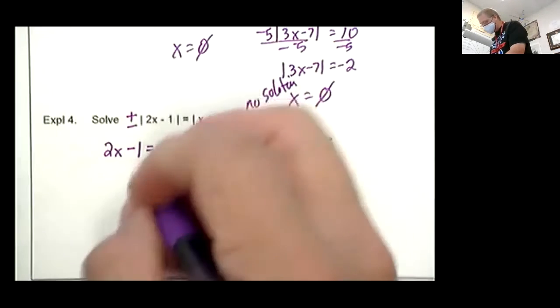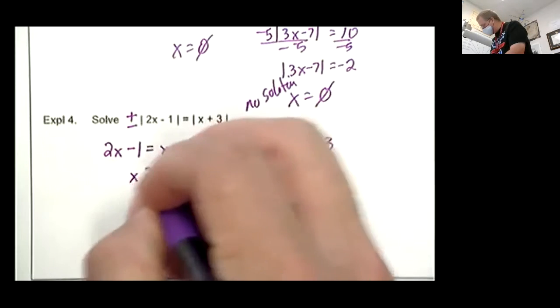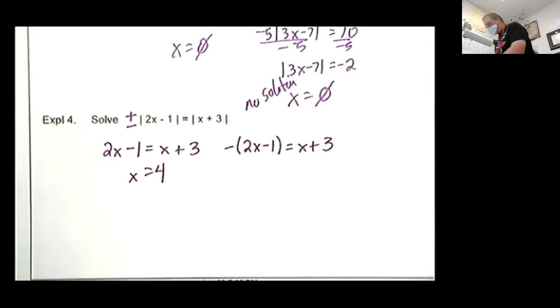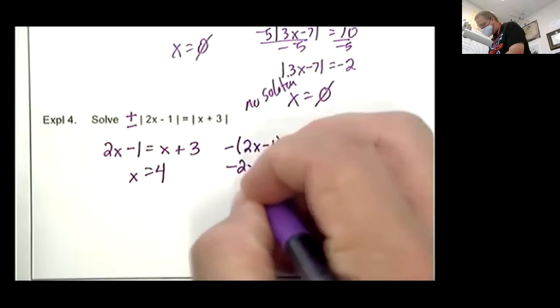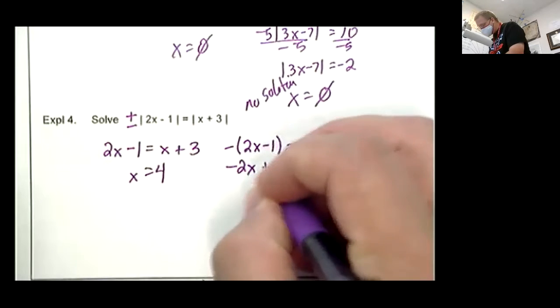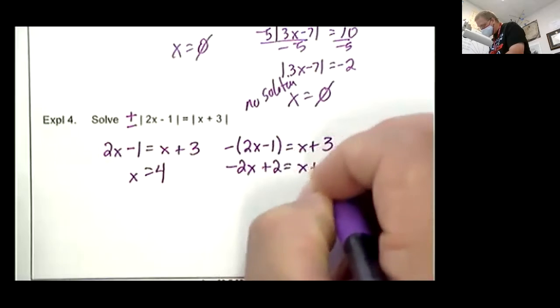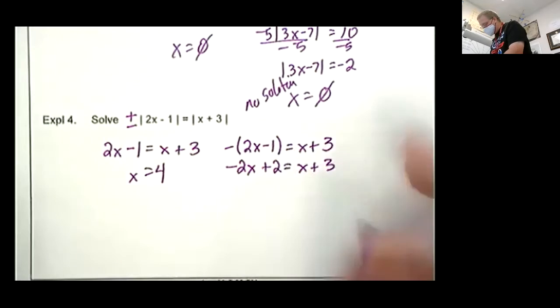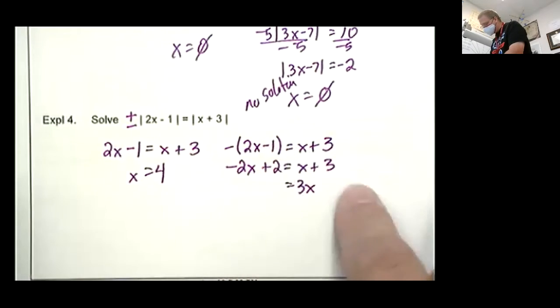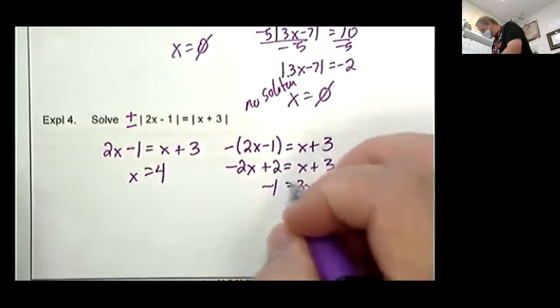So subtracting x is x. Adding 1 back is 4. The other side, we need the distributive property, the negative 2x plus 2 is equal to x plus 3. Add the 2x is 3x. Subtract the 3 is negative 1.